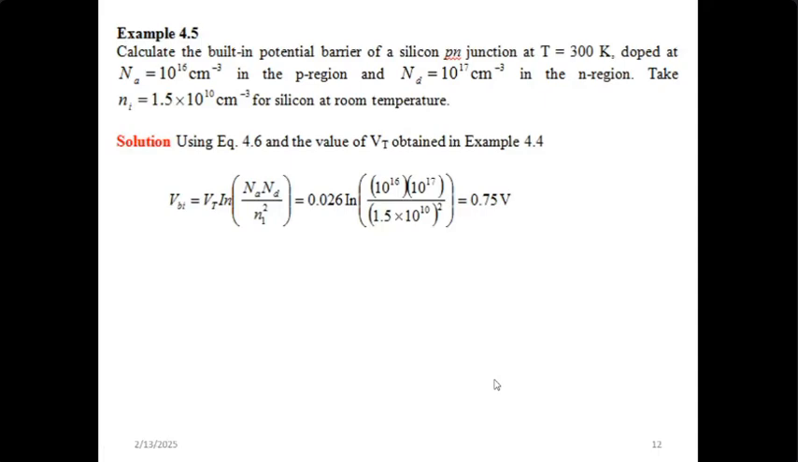Yeah. Please just read 4.5. Calculate the built-in potential barrier of a silicon PN junction at temperature 300 Kelvin. Na is equal to 10 raised to 16 per cubic centimeter in the P region. The Nd is equal to 10 raised to 17 per cubic centimeter in the N region. Take Ni to be 1.5 times 10 raised to 10 per cubic centimeter for silicon at room temperature.